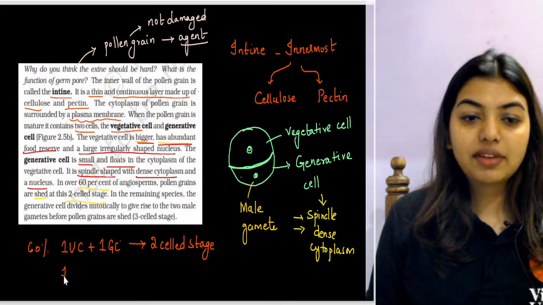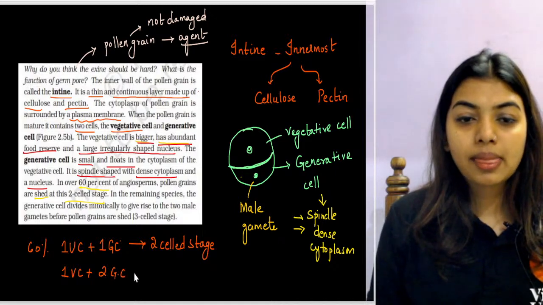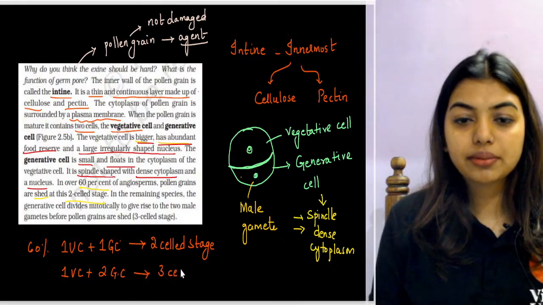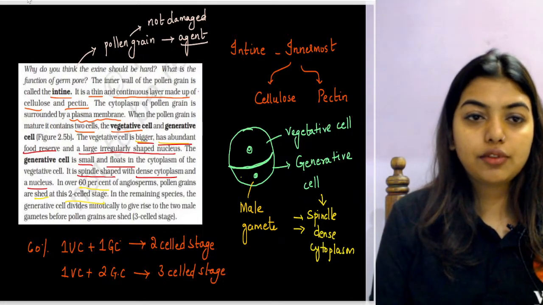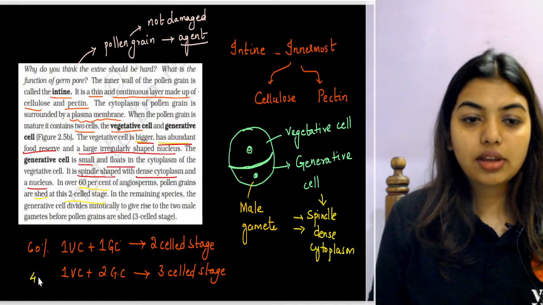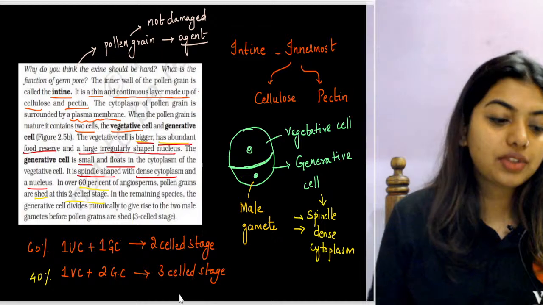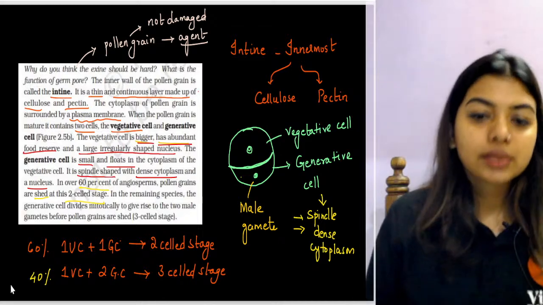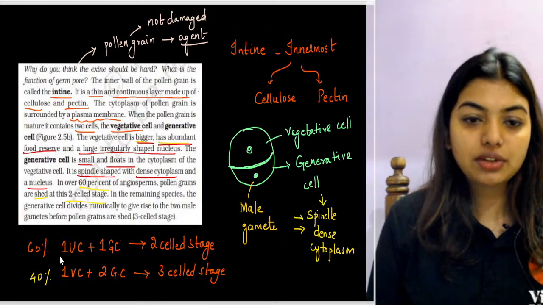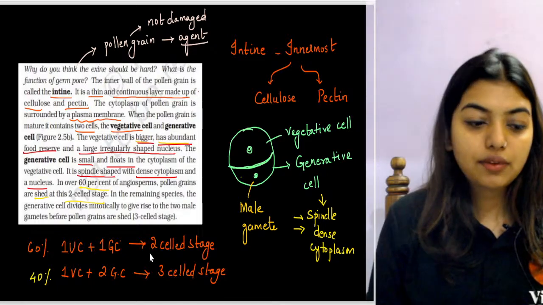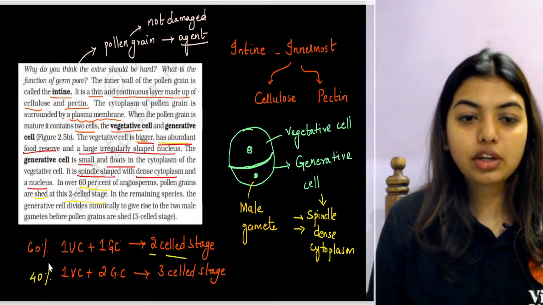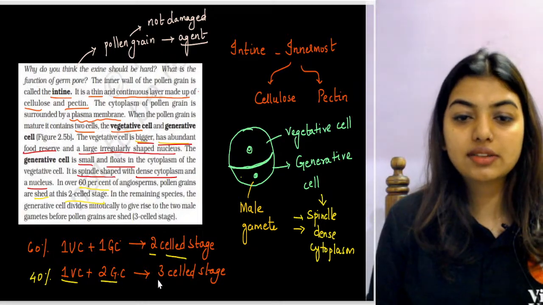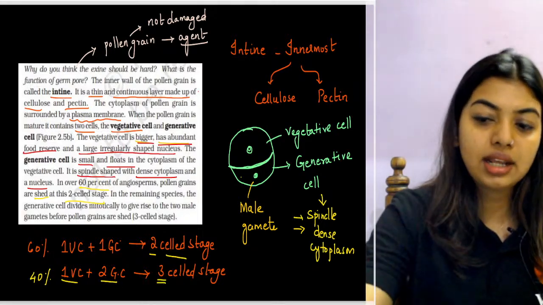A three-cell stage will be there, where there will be one vegetative cell plus two generative cells. That will form the three-cell stage. So 40% of the dehiscence will happen in the three-cell stage. Got it? So in 60%, one vegetative cell and one generative cell will form the two-celled stage. In 40%, one vegetative cell and two generative cells will form the three-cell stage.